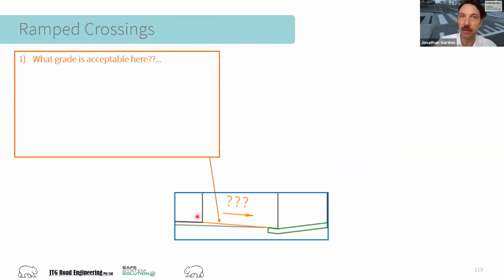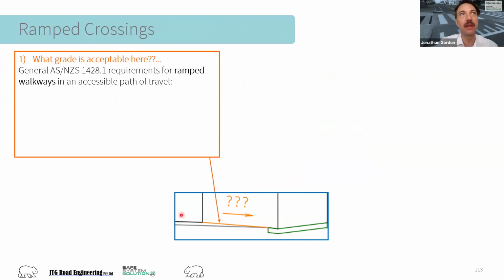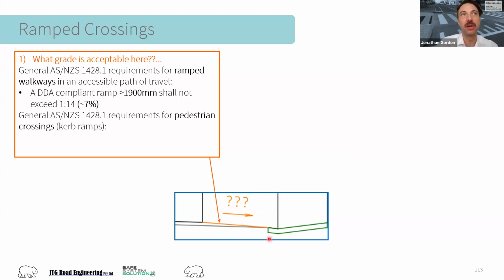So let's have a look at what an acceptable grade here might be. And that's, again, very similar to our crossfall scenarios. It's sort of covered by Australian and New Zealand standards for ramp walkways. And by that, I mean not your pedestrian ramp, but say a ramp leading towards an overpass. What's too steep for too long, things like that. And again, from our day one requirements, it's the same. It's just saying that if this length is less than 1900 millimeters, then up to 7% might be acceptable. But if it's too long, actually, no, let's leave it at that. I think 7% is probably the maximum grade we'd be looking at anyway.